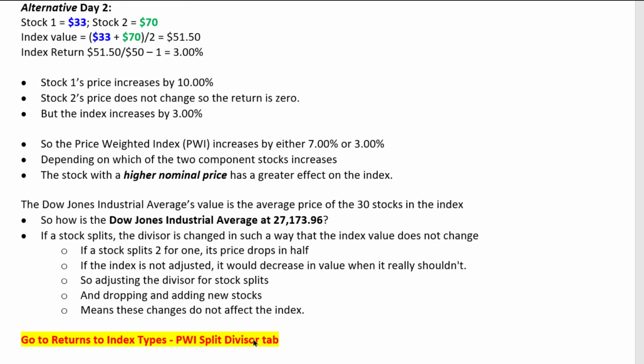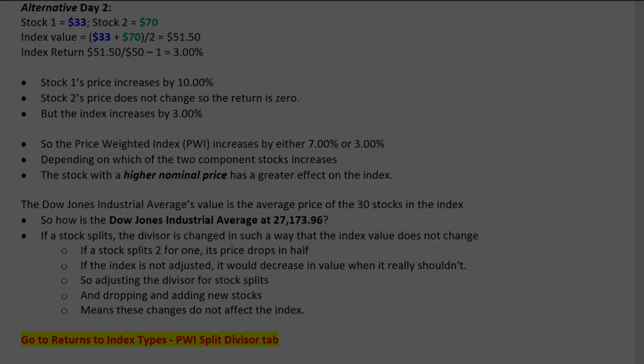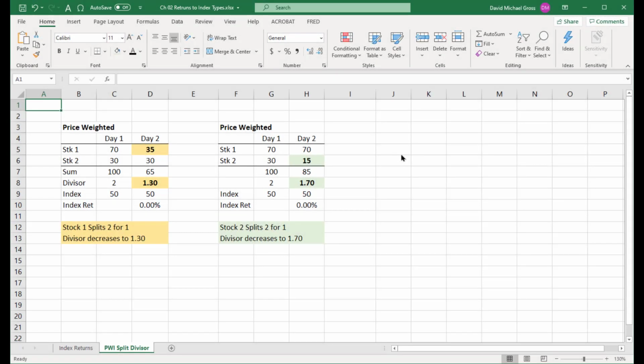So let's just go look at how the index is changed. We'll just go very quickly to this spreadsheet. Okay, so now what we're going to do is look at the change in the divisor from day 1 to day 2. And this is not a change in price. This is not a return. This is going to be a stock split. So at the end of day 1, we're back where we were before. $70 stock and a $30 stock. The sum is 100. We divide by 2 and we get the index of 50.